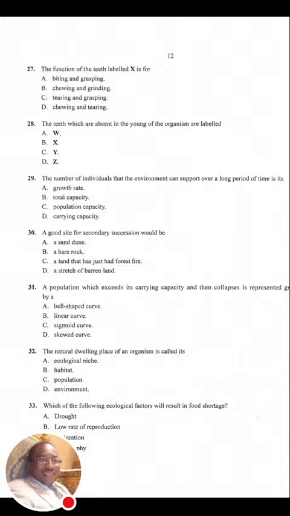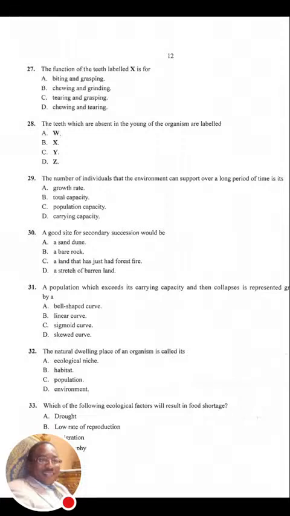Number 32. The natural dwelling place of an organism is called A, ecological niche, B, habitat, C, population, D, environment. The correct answer is B. Habitat is the natural dwelling place of an organism. Niche is the role. Population is organisms of the same species. Environment is the natural surrounding, but habitat is the natural dwelling place. That's why number 32 answer is B.